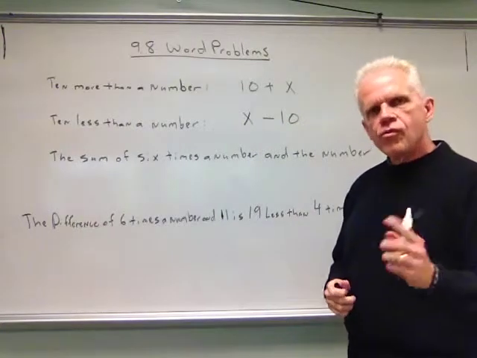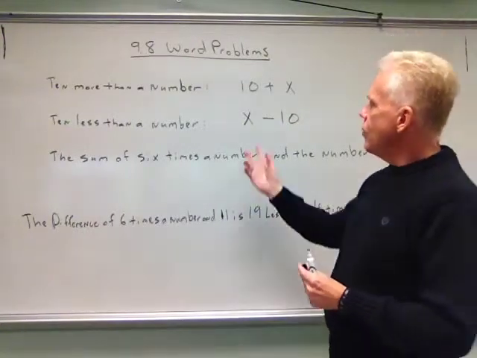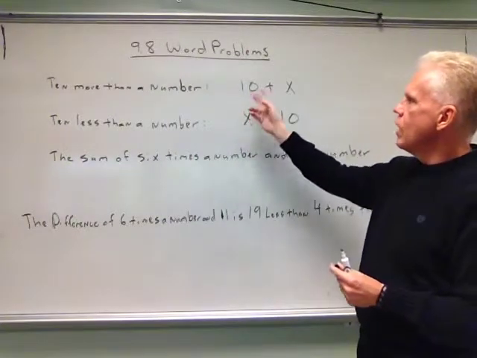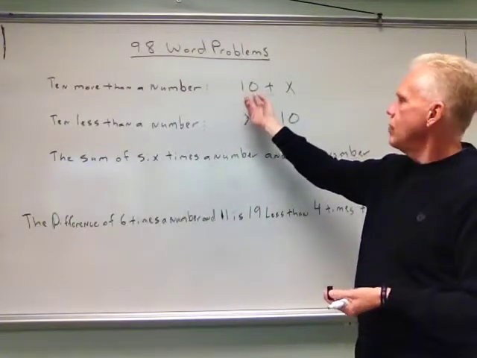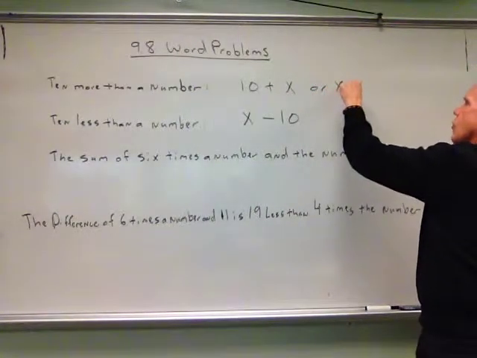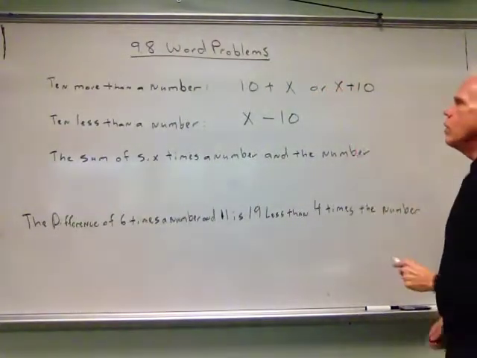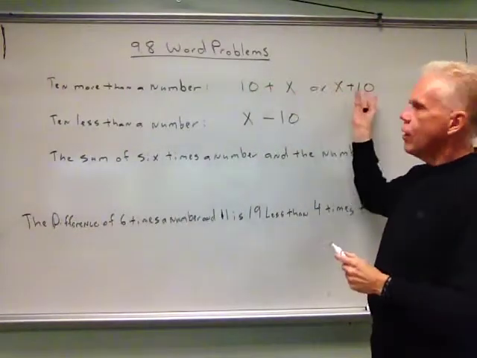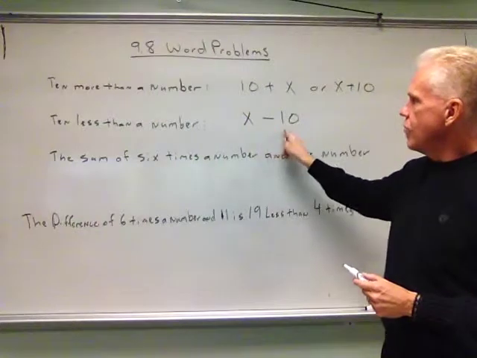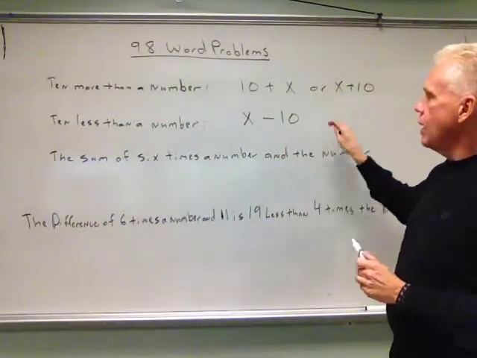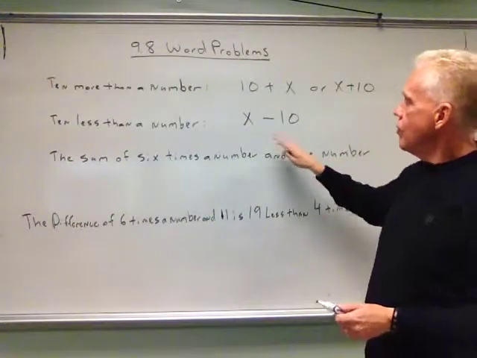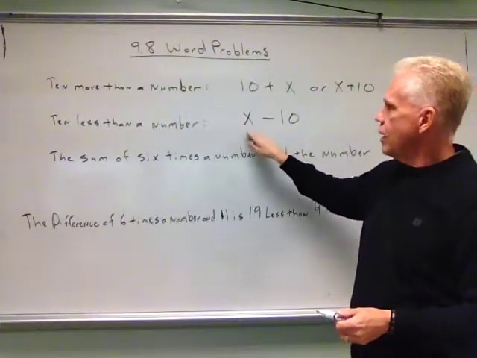With subtraction it's a little tricky because you have to get this order correct. With addition, 10 more than a number could have been written as 10 plus x, or it could have been written as x plus 10. And both of those are correct. With subtraction, though, x minus 10 is not the same thing as 10 minus x. So 10 minus x there would have been incorrect. So this is 10 less than a number.